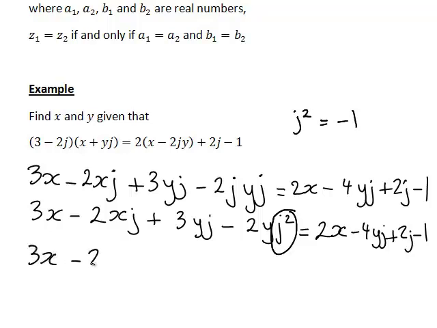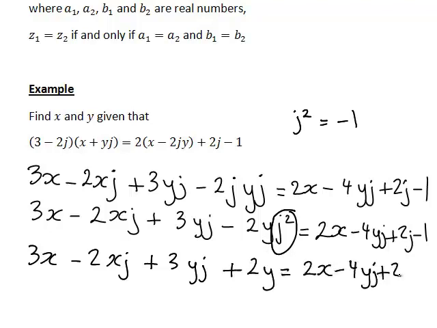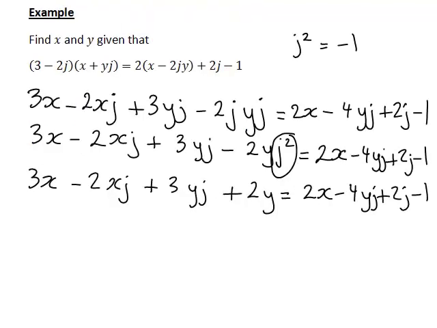So writing out the rest of this, looking the same for now, this minus 2yj squared becomes minus 2y times negative 1, which becomes positive 2y. And then writing out the rest of that expression as before.